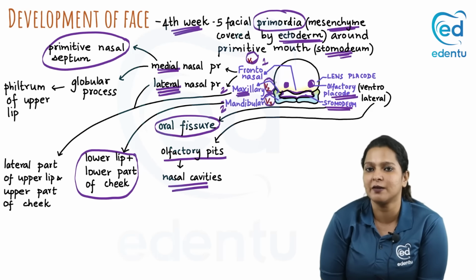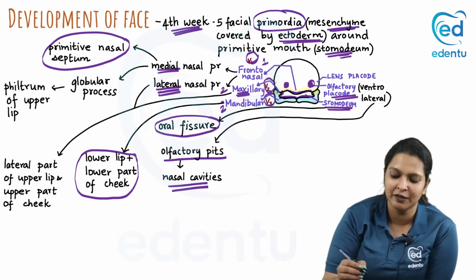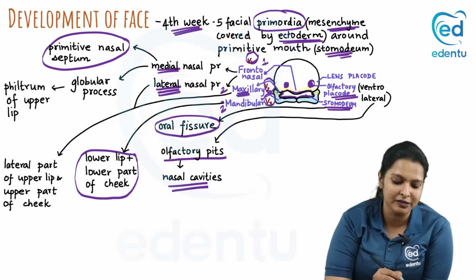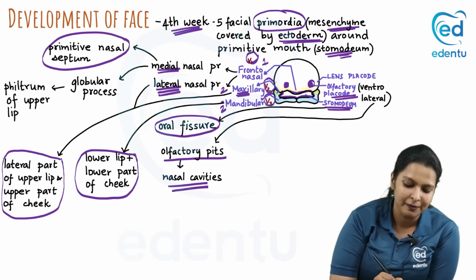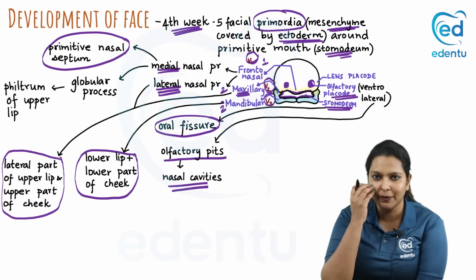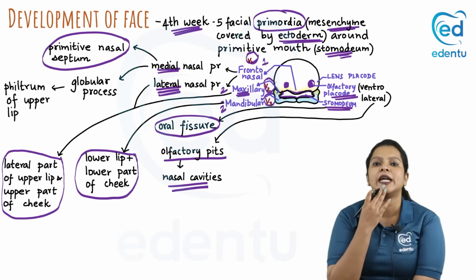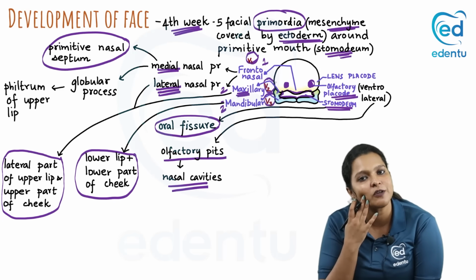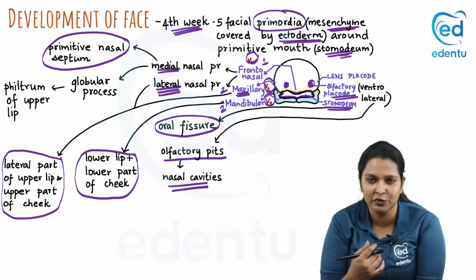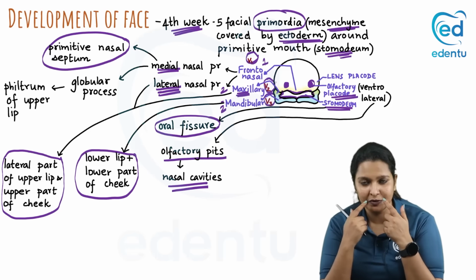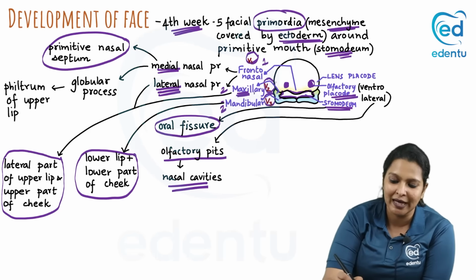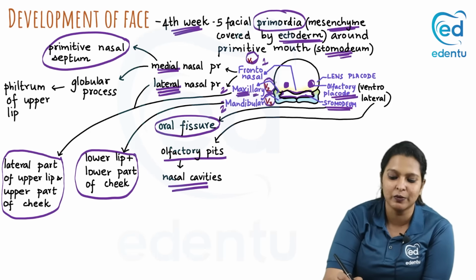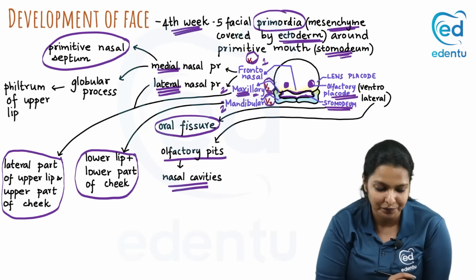The medial nasal process becomes the future primitive nasal septum in the midline. It becomes the primitive nasal septum. The lateral nasal process will join together with the maxillary process to form the lateral part of the upper lip as well as the upper part of the cheek. So the entire lower lip and the lower part of the cheek is formed by the mandibular swelling. Only the lateral part of the upper lip and the upper part of the cheek is formed by the maxillary swelling as well as lateral process of the frontonasal process.